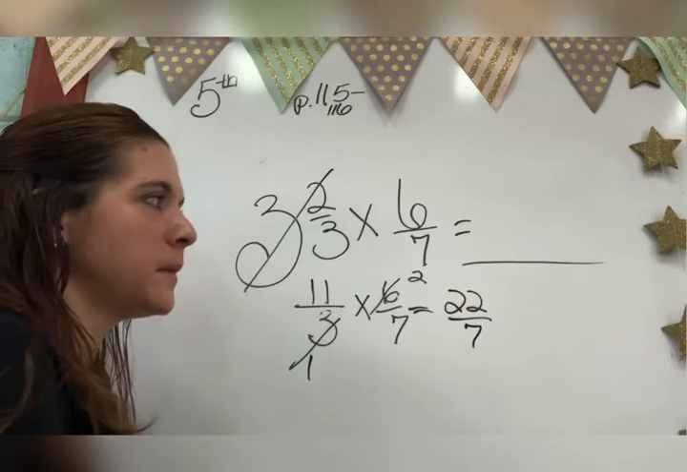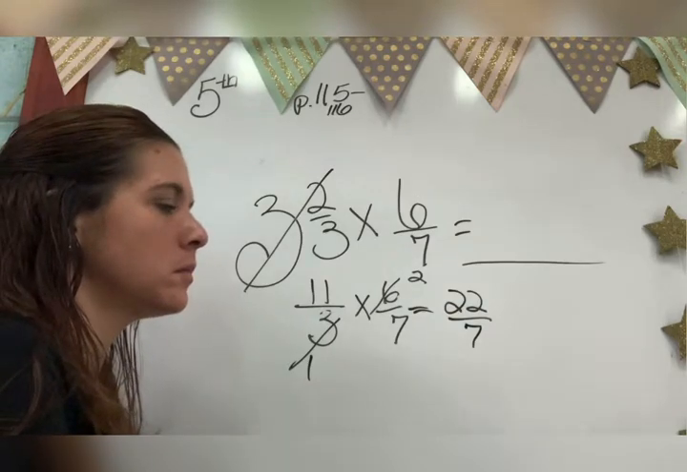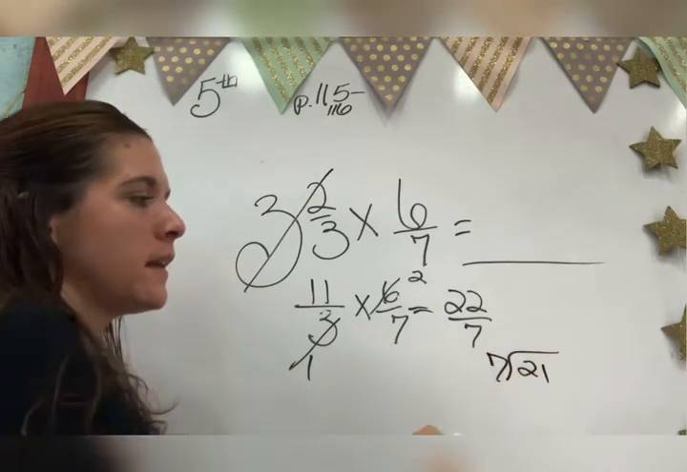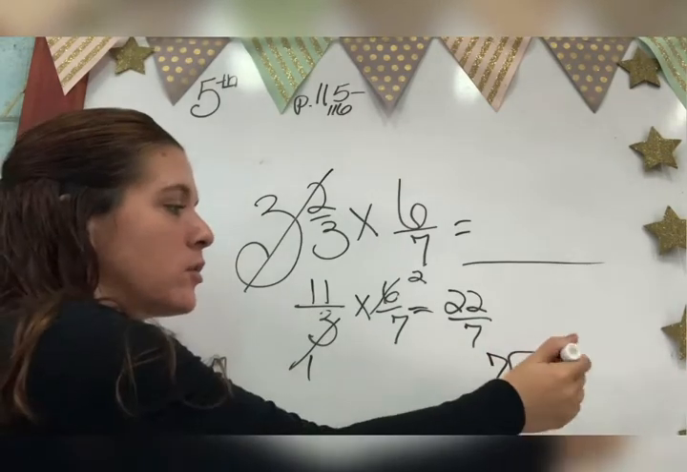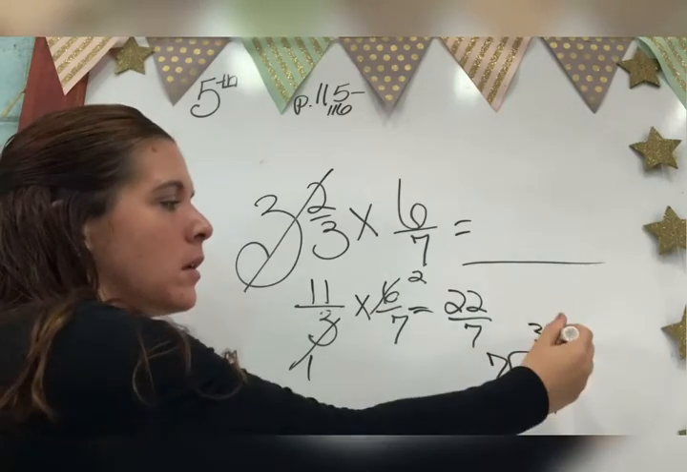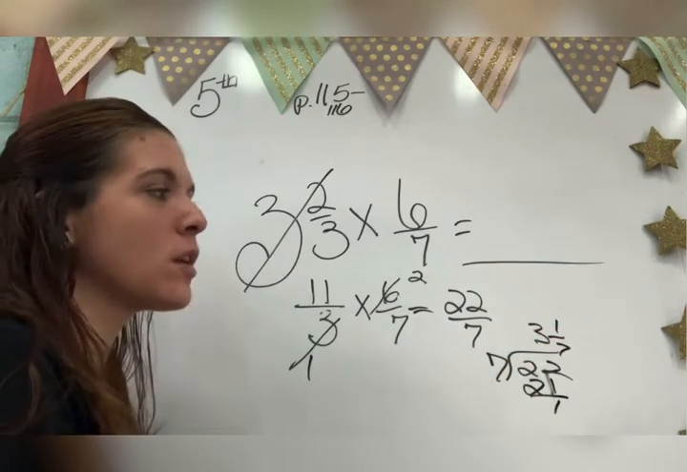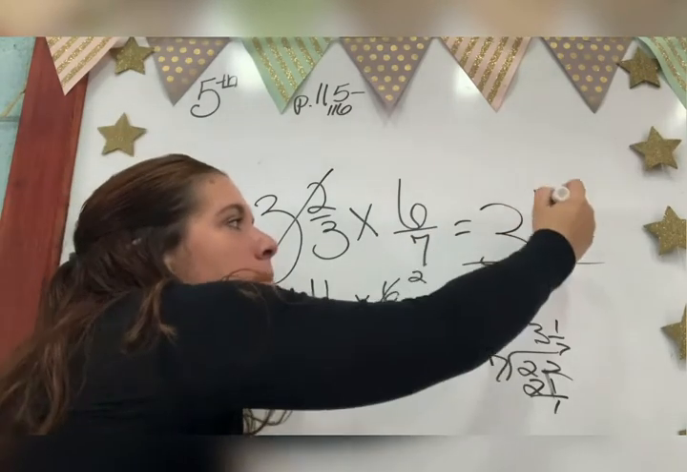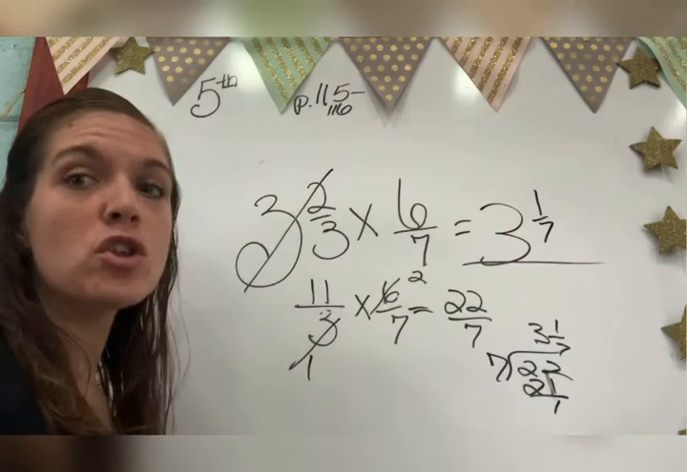What's next, Javier? Divide. Good job. 7 into 21. Okay. Sophia, tell me my answer. 7 and 22. Pardon. 3. Is that my final answer on this, or do I need to do something else? No, it's my final answer. Good job. 3 and 1/7 should be your answer.